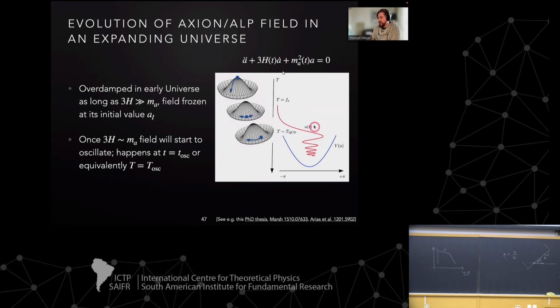So this is now the field value as a function of time. This will start oscillating. We also will, at some point, get to the temperature where we have a QCD phase transition. At this point, we will have these oscillations around the minimum, and then these oscillations decay a little bit in amplitude. So this is the picture that we're having here.